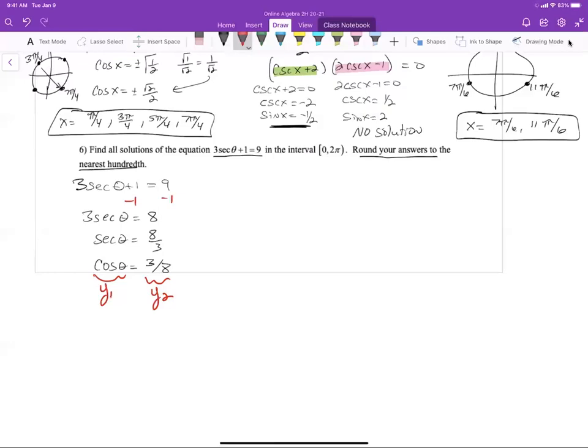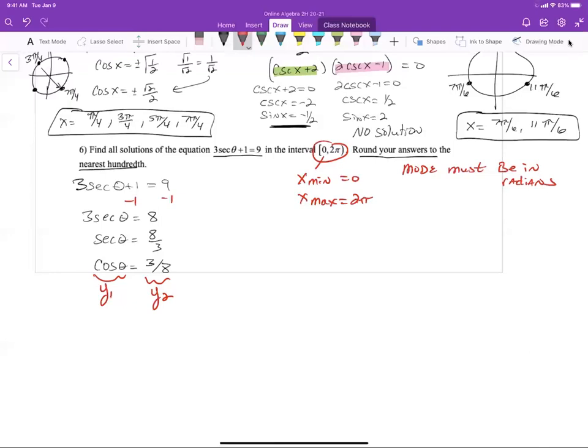So now we need to go and adjust our window. Our window needs to be between x min is equal to 0 and x max is equal to 2 pi. This reminds me that your mode must be in radians, otherwise your answer will not be correct. If you have a TI-84 CE version, you'll see that it is on the top bar of your calculator. If it is not, you need to hit mode and change that from degrees to radians.